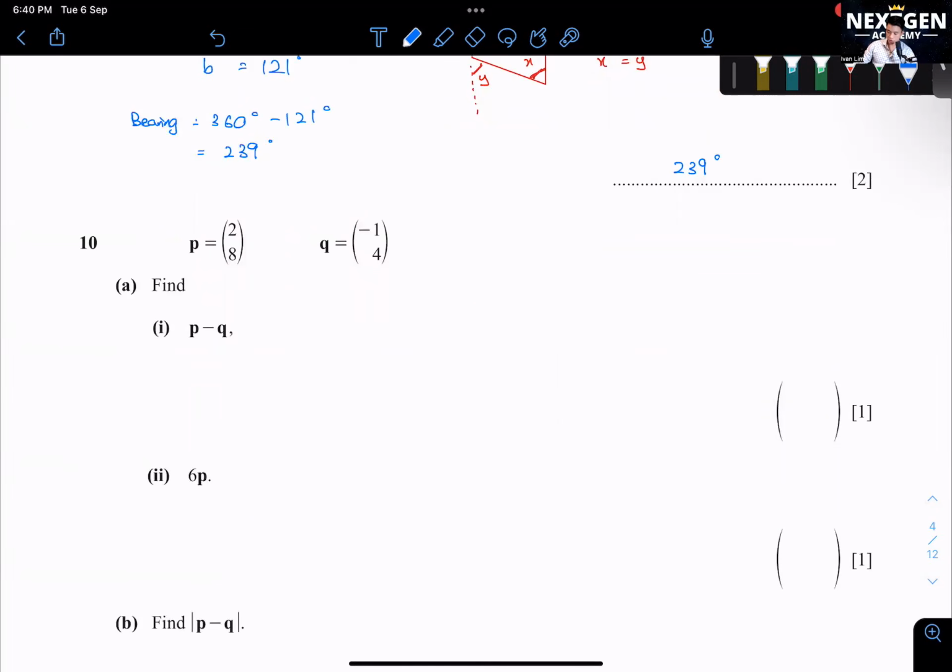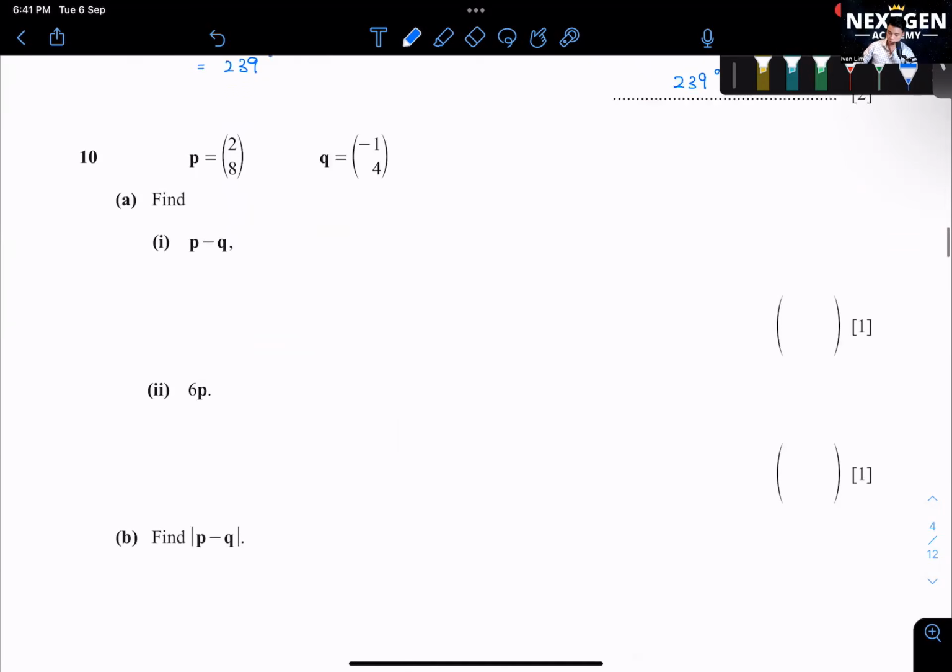Find P minus Q. Okay, so this is just your column vector. The concept is very simple. Don't overthink it. Just know that your top value is X and the bottom is Y. Always remember, the top value is going right, left. Your bottom value is going up, down. Right, left, up, down.